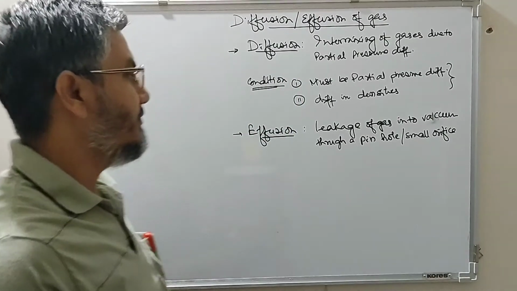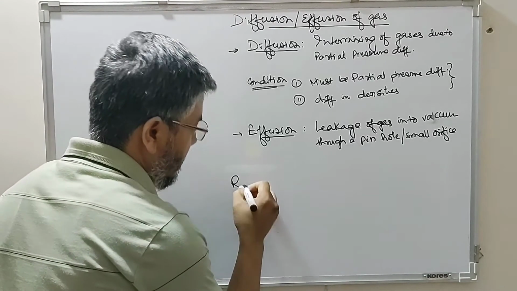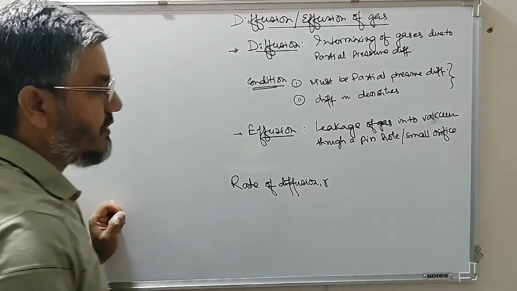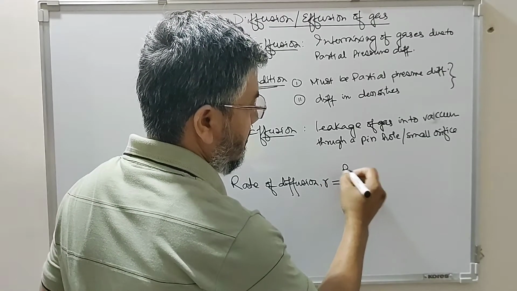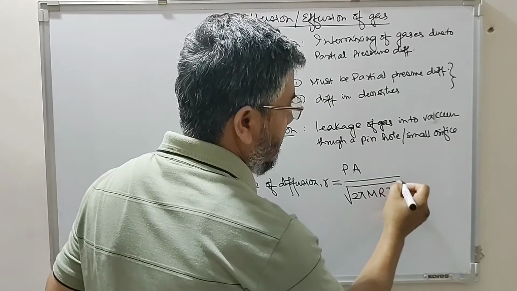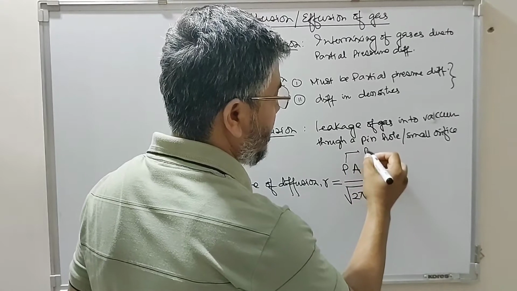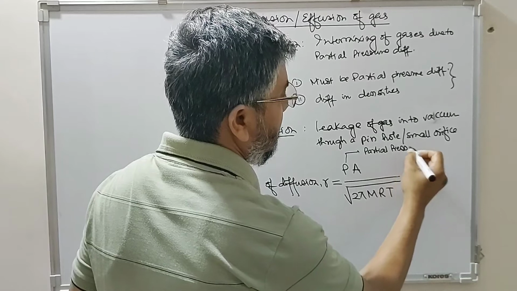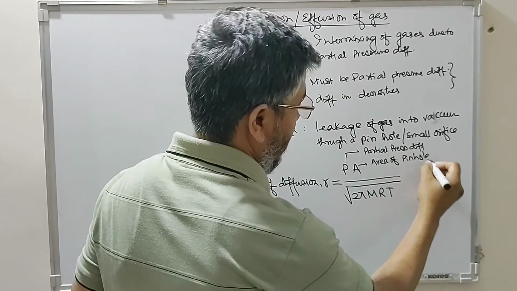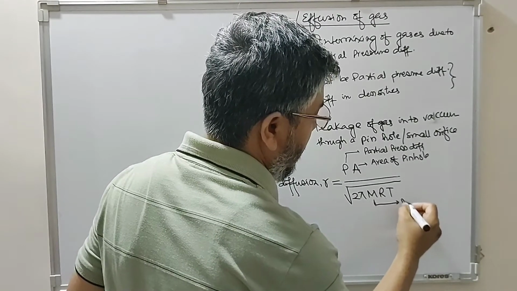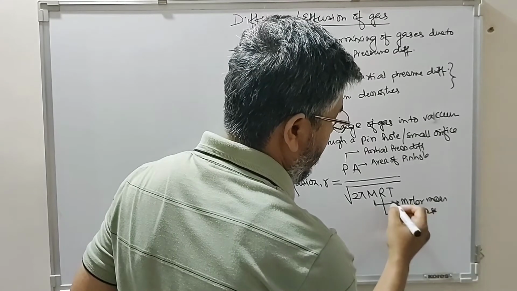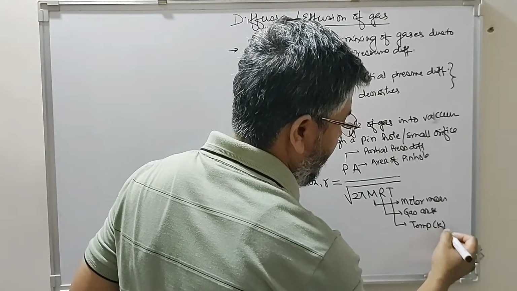Okay. Now the rate of diffusion, let this be R. Experimentally this is found to be equal to R = PA / √(2πMRT). Here P is the partial pressure difference, A is the area of the pinhole, M is the molar mass of the gas, R is the gas constant, and T is the temperature of the gas measured in Kelvin.